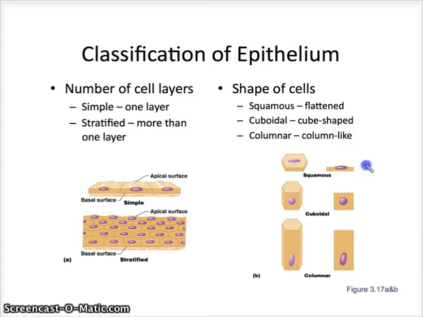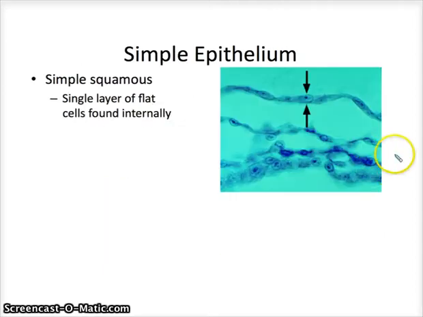Alright, so basic shapes again: flat, cubed, column-like, and they're either simple or stratified. So I can have simple squamous, simple cuboidal, simple columnar, stratified squamous, stratified cuboidal, stratified columnar. You get the idea. Now, when you're doing these diagrams, you want your diagram to be as accurate as you can. So again, as I pointed out at the very beginning, make sure you're drawing in all the detail you can see on this slide, because you're going to have to be able to recognize this on a microscope for the histology practical.